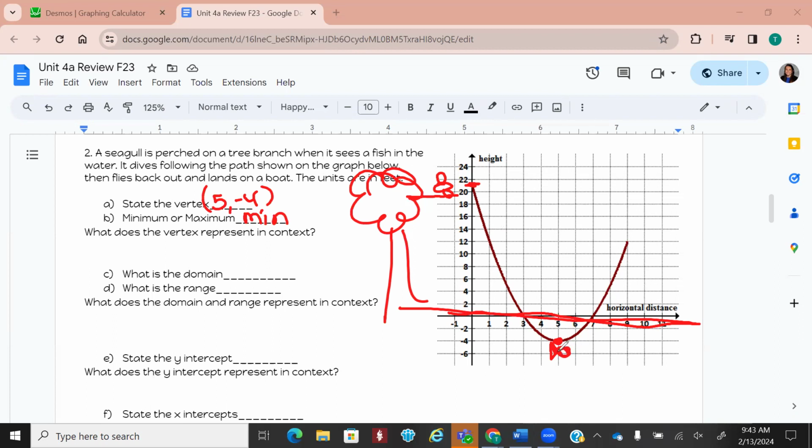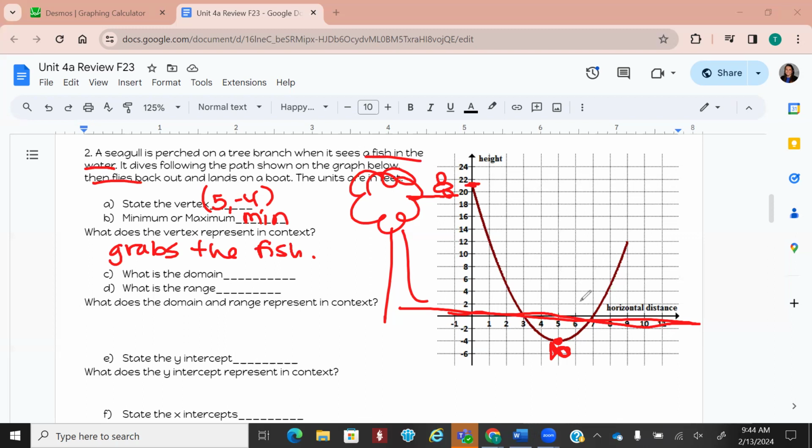What's happening here? He's not going in the ground. He's going in the water, right? Right here, where it says the fish in the water. So what happened? He's diving down and grabbing what? So the vertex is where he grabs the fish.